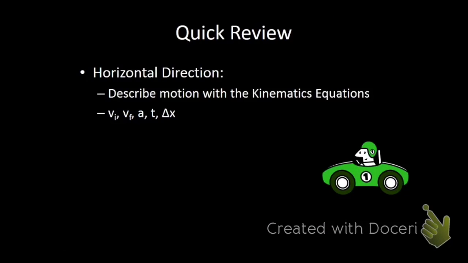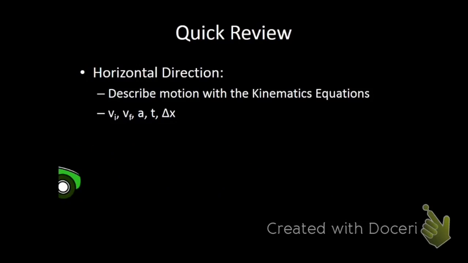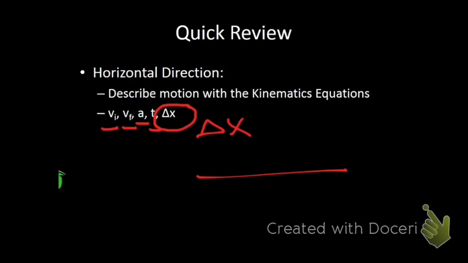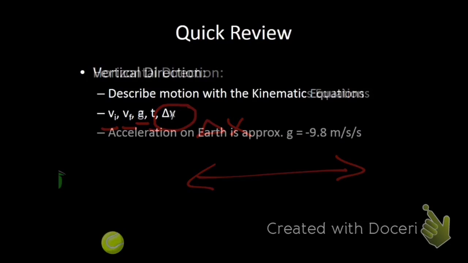So, we've already talked about horizontal motion, motion in the x direction. We can talk about how fast something used to be going, how fast it's going at the end, whether it's accelerating, how long that acceleration took, and when we talk about its movement, we talk about how far it moved in terms of delta x because we're looking at the x-axis.